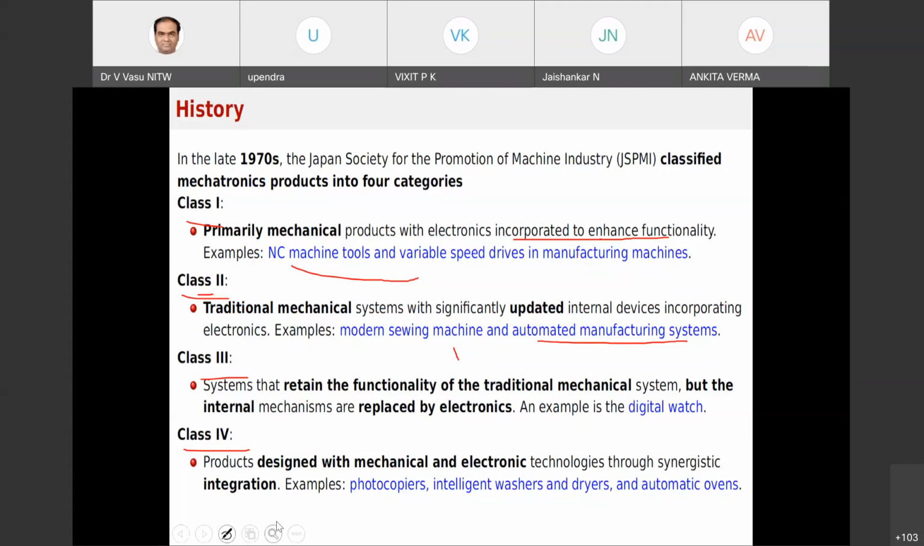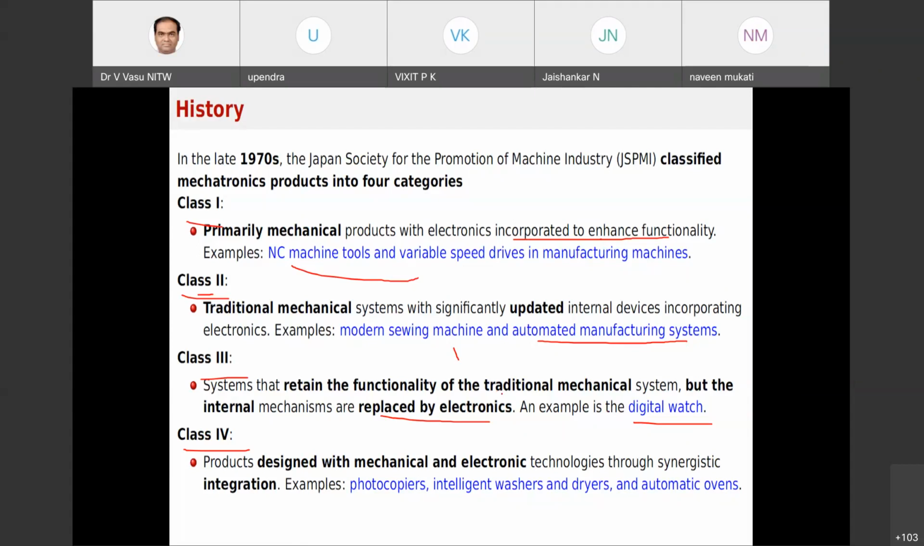Okay. Next, we retain the functionality of the traditional mechanical system, but we replace the whole thing with electronics. Here one example is your digital watch. Previously, the working of the watch used mechanical components, gears and springs. Now that has been replaced by digital systems, but the watch works the same way.